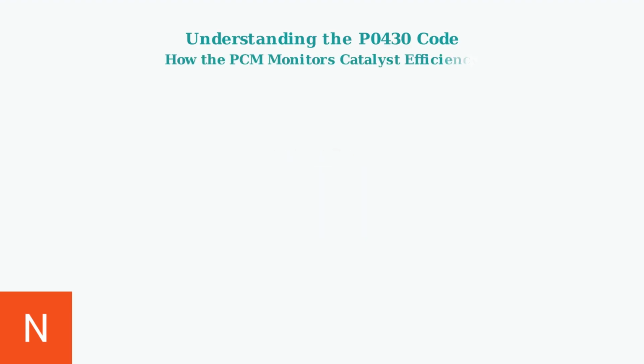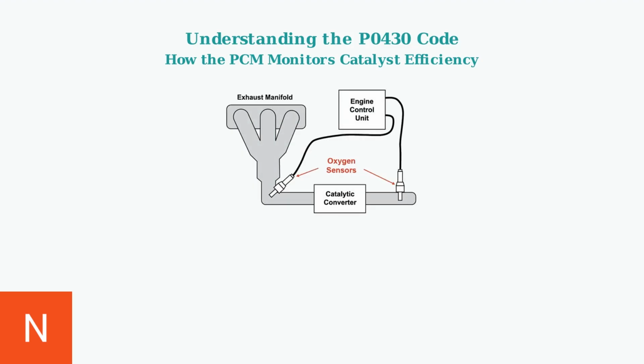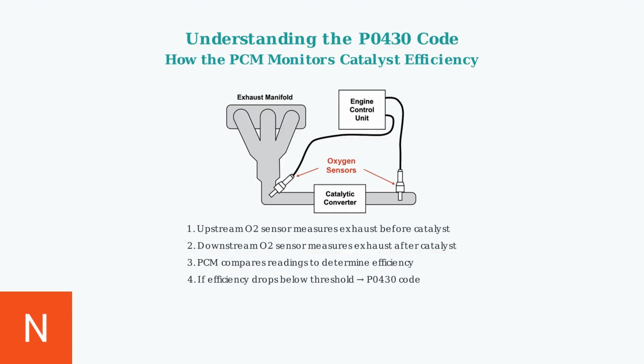The powertrain control module monitors catalyst efficiency by comparing oxygen sensor readings. The upstream sensor measures exhaust gases before the catalytic converter, while the downstream sensor measures them after treatment. When the catalytic converter is working properly, there should be a significant difference between these readings. If the PCM detects that efficiency has dropped below the programmed threshold, it triggers the P0430 code.